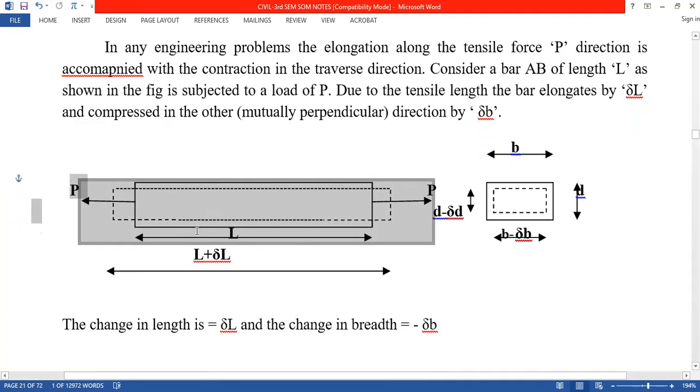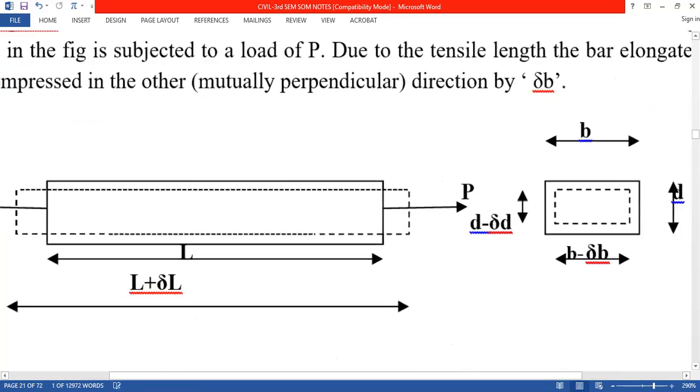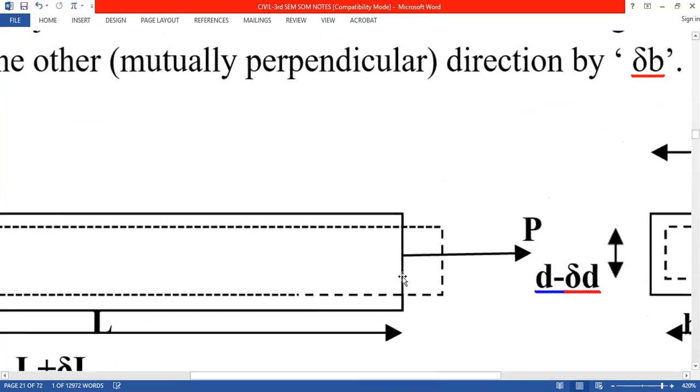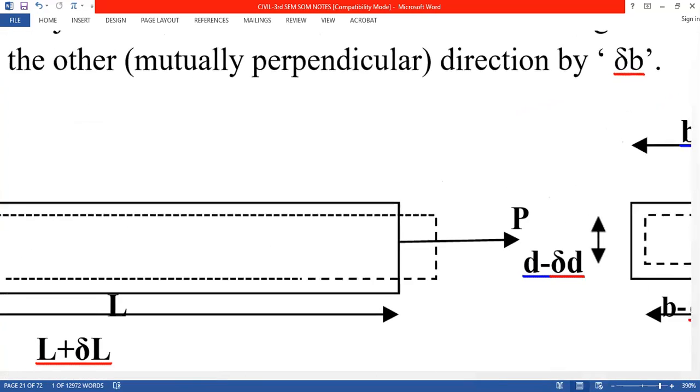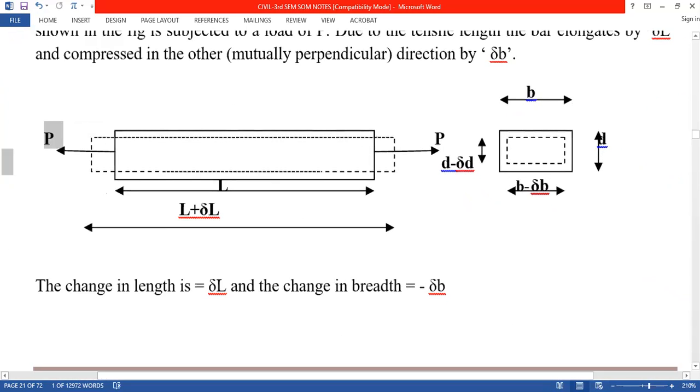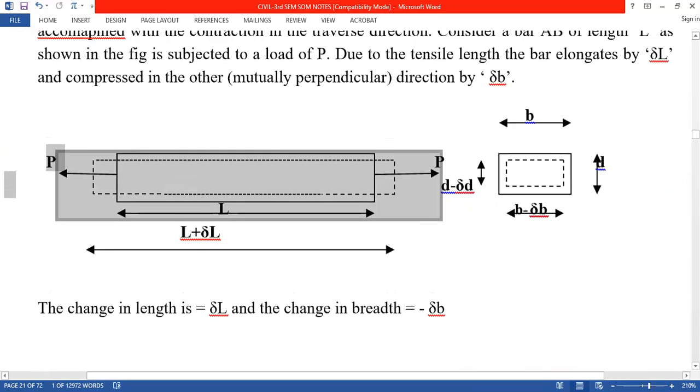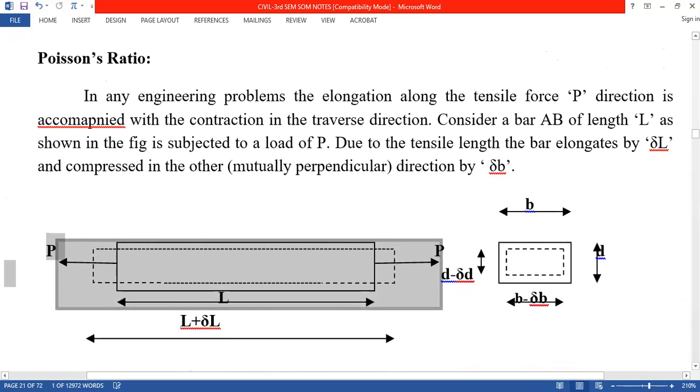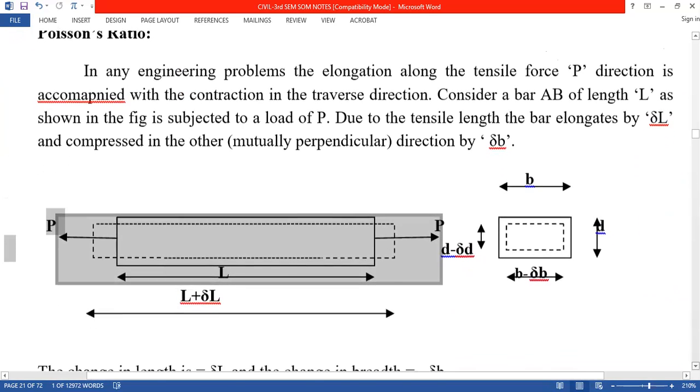When you consider the X direction, the length was increased from here to here. At the same time, the width was decreased in this portion. So at the same time the length has increased and the width has decreased. This type of phenomenon is called Poisson's ratio. If you want a textbook definition, you can call this the lateral strain to the linear strain, or longitudinal strain.